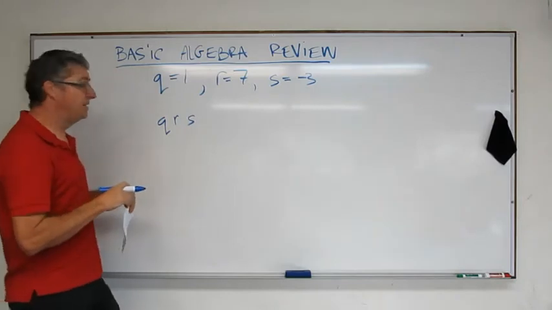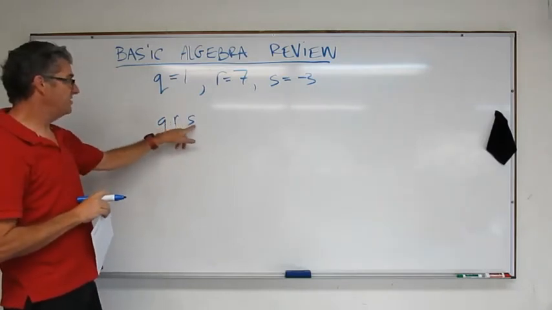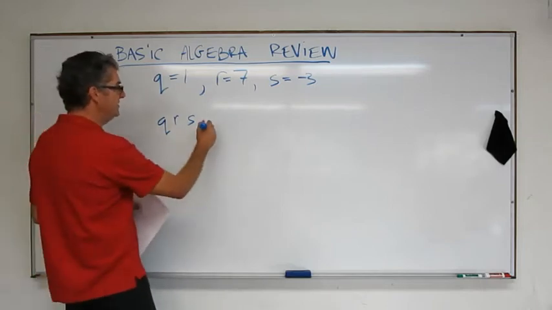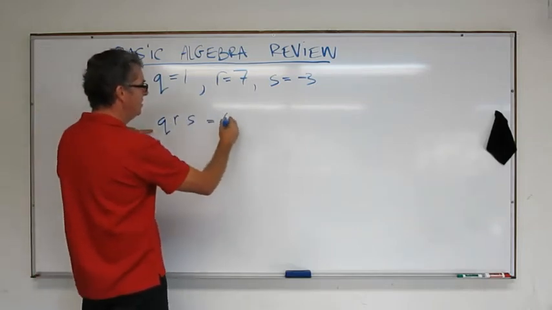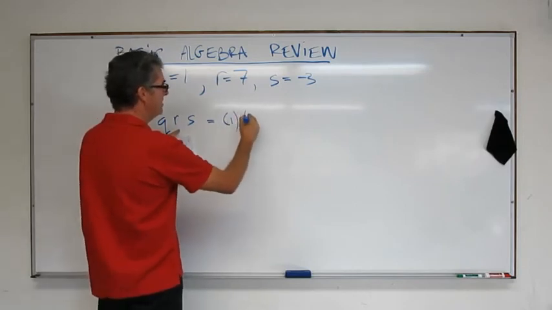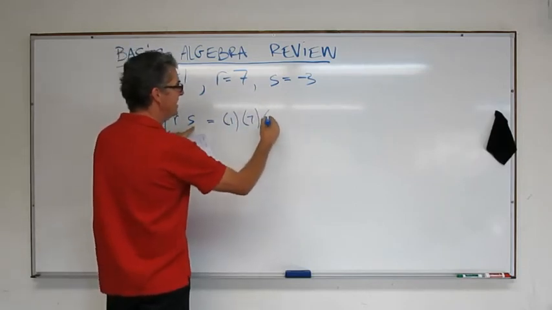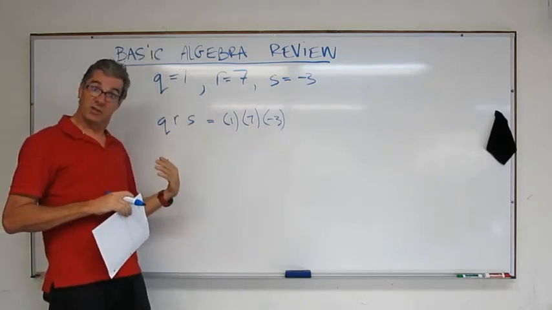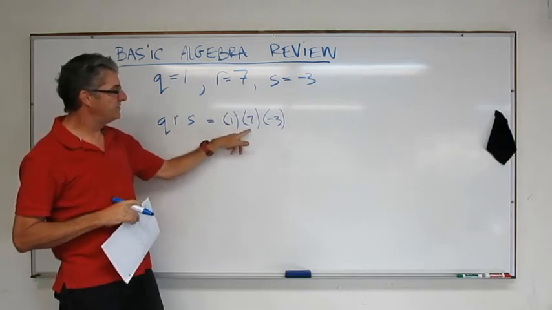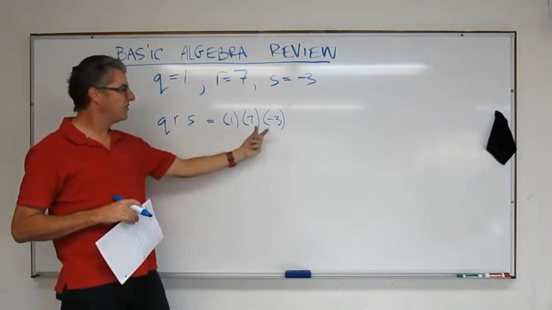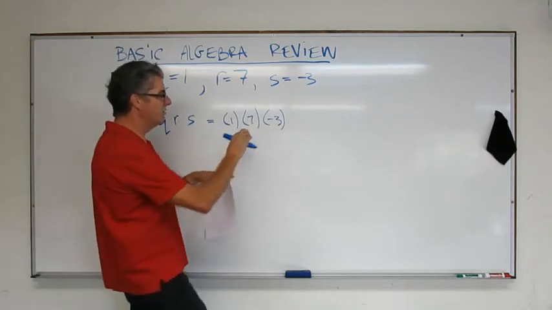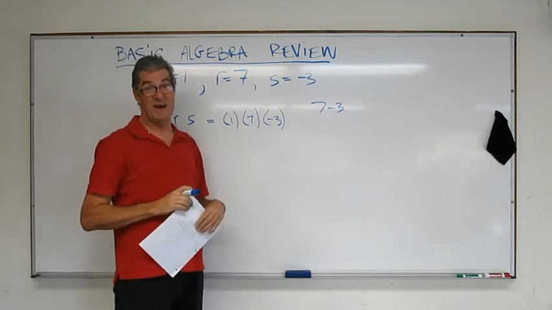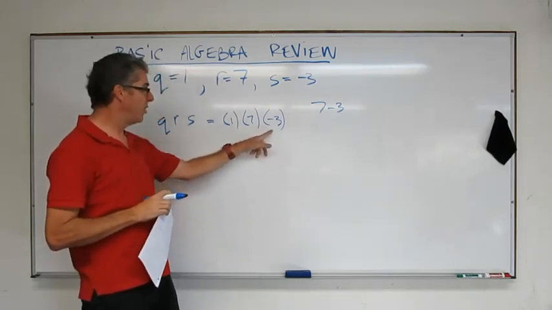Okay, let's see how you did. Now remember, this is multiplication. When we write variables just next to each other, it is assumed that we're talking about multiplication. So this is going to be Q, 1, times R, 7, times S, which is negative 3. Just to make things clear, I recommend putting parentheses around your numbers. It keeps it clear that it's multiplication. If you just wrote 7 minus 3, that looks like 7 minus 3. The parentheses make it clear that you're multiplying these terms.